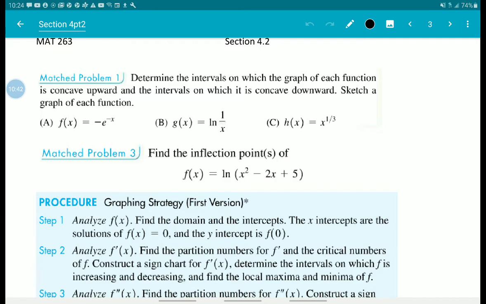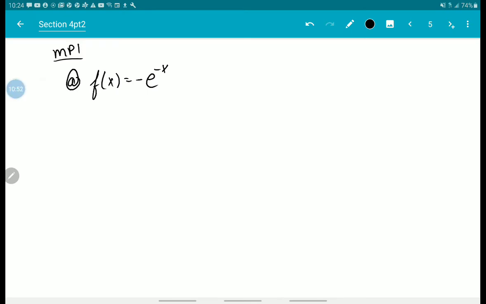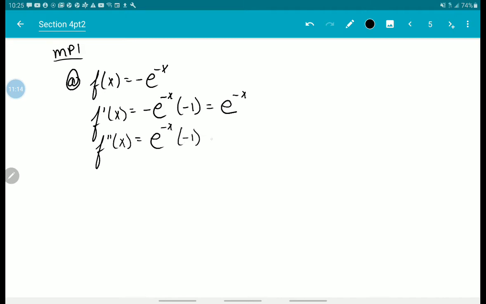All right, so let's do another one. Let's look at this one. So we've got to find a few derivatives. Our first derivative is going to be negative e to the negative x times the derivative of the exponent, which is going to be, make that a positive e to the negative x. And then our second derivative of that is going to be e to the negative x times the derivative of the exponent, which is going to be a negative e to the negative x.